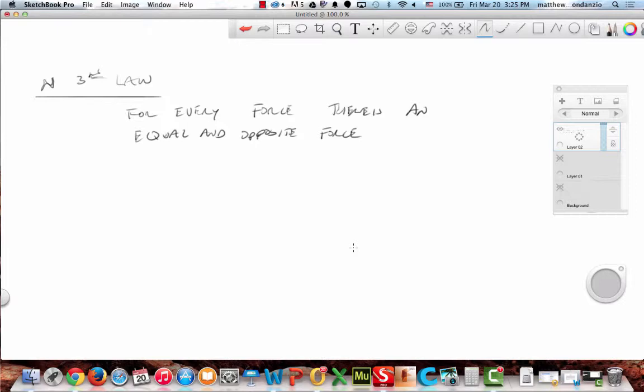Now the table's pushing back at 100 Newtons. It's about 100 Newtons, right? If that weighs 100 Newtons, how much is the table pushing back? 100 Newtons. I think I know where you're going. I'm going to hold a quarter Newton. I'm going to hold 1.5 Newtons. I'm going to hold 100 Newtons.